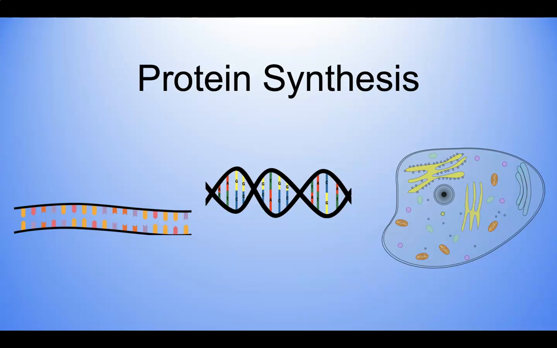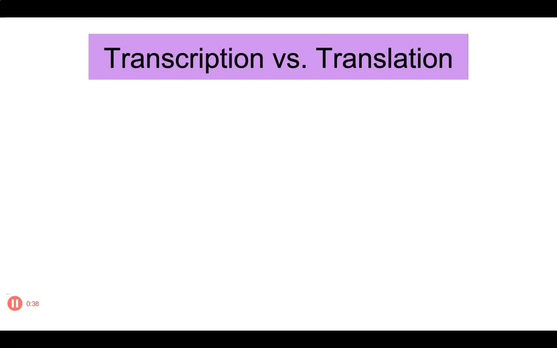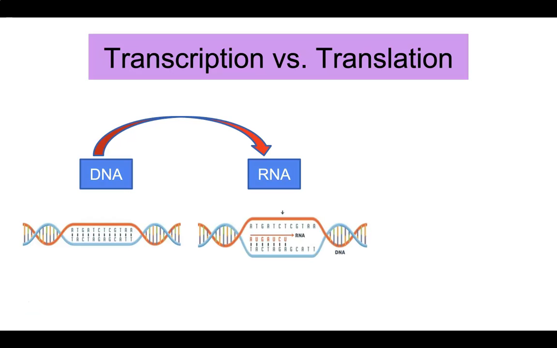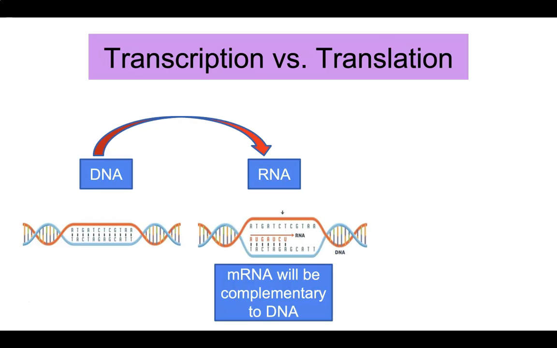In protein synthesis, there are two major processes. One of those processes is transcription. This occurs when DNA is transcribed into RNA. The resulting mRNA will be complementary to DNA. Transcription also takes place in the nucleus.